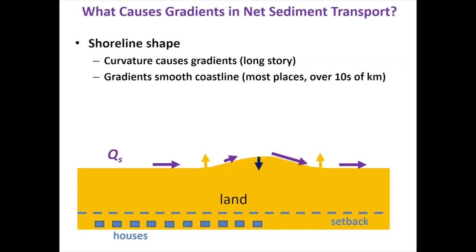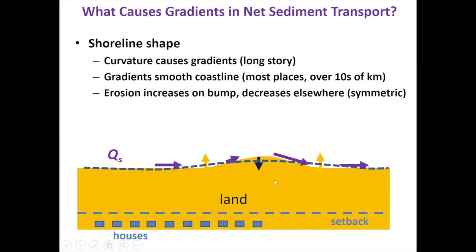Now, big caveat here, this smoothing of coastline shape doesn't apply in all cases, and there are important situations where really interesting and important interactions happen because of the opposite kind of behavior, where the coastline, instead of getting smoothed, is getting roughened over time. But for the purposes we're talking about here, in most places along coastlines, over spatial scales up to several tens of kilometers, this smoothing tendency is a really good assumption.